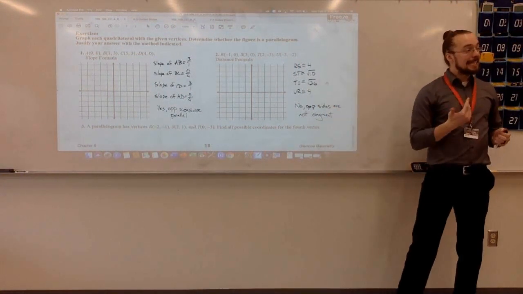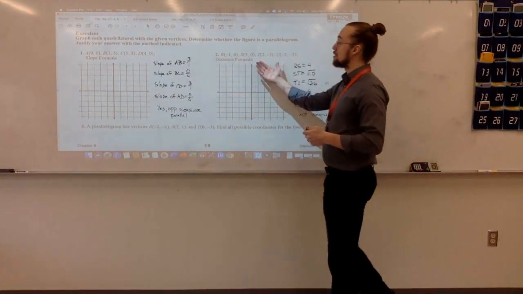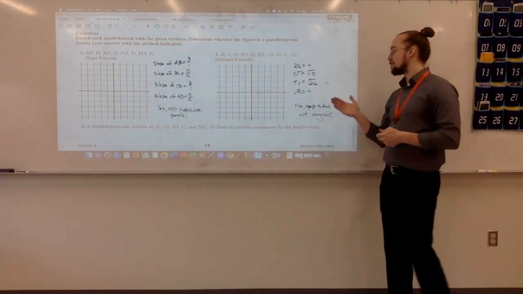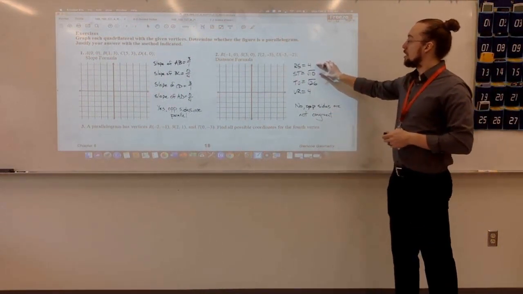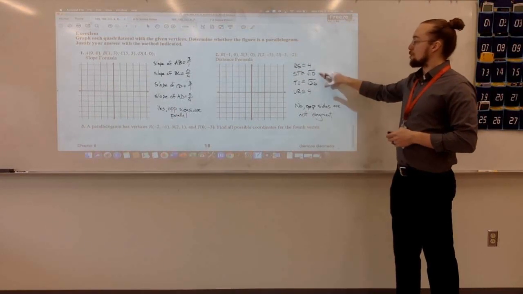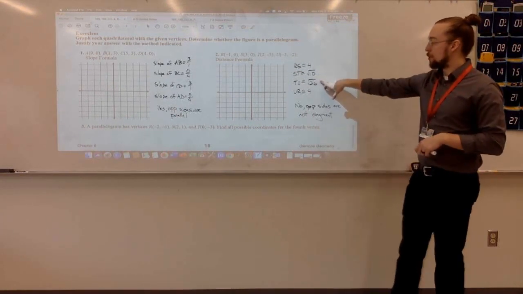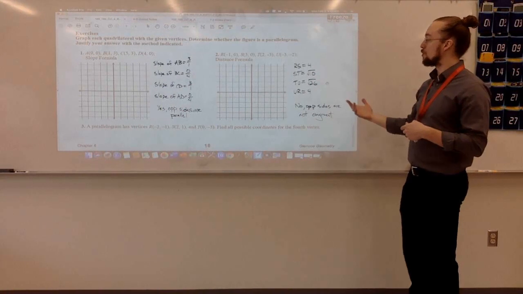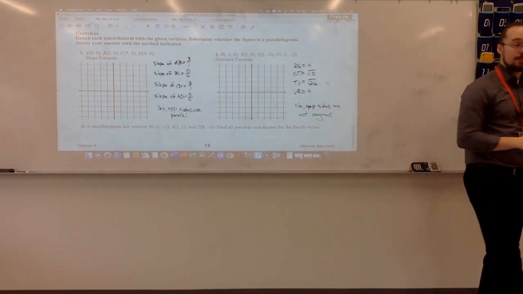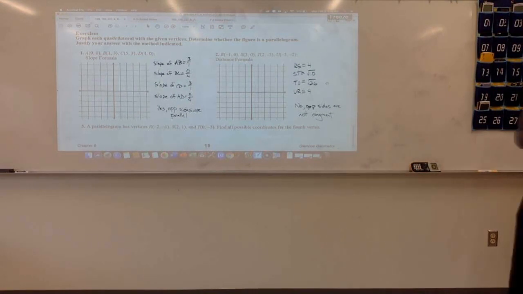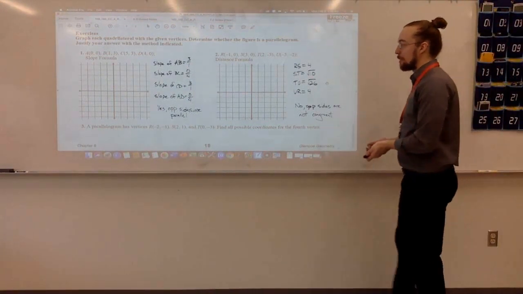For the second one, they ask us to use the distance formula to find the length of all four sides. And we get RS is 4, ST is the square root of 10, TU is the square root of 26, and UR is 4. So we can see that opposite sides do not have the same length in this case. Therefore, it is not a parallelogram.